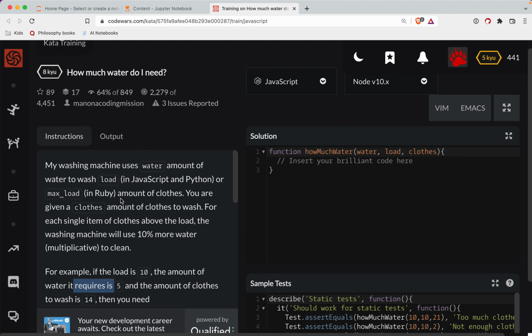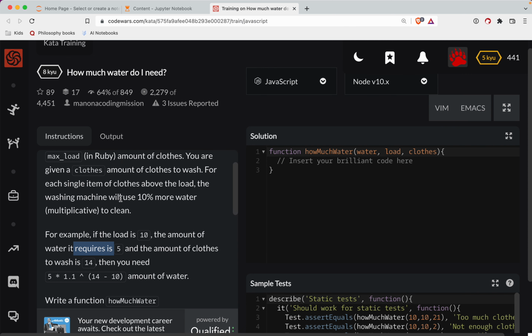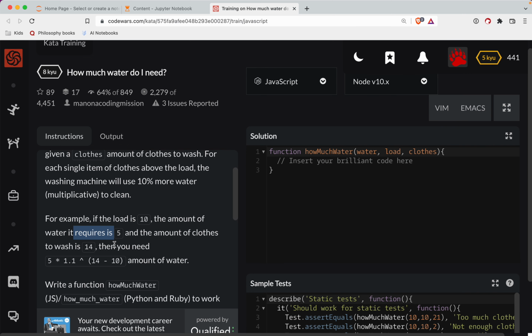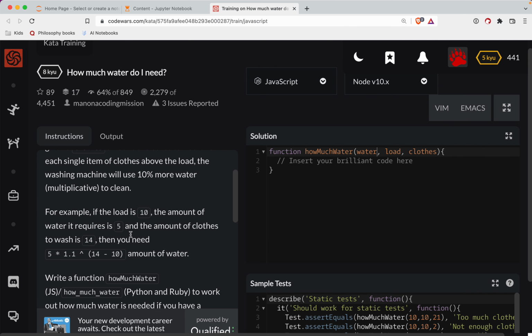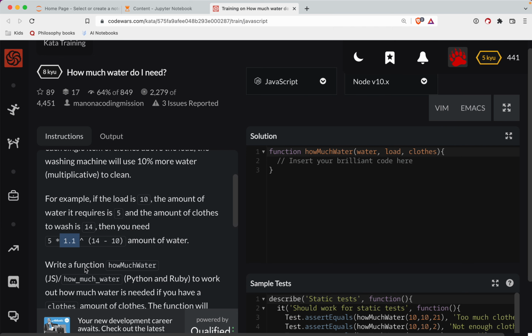I'm kind of going through this too fast. Okay. The water it requires is 5, and the amount of clothes to wash is 14. I was saying if the load is this and the requirement there. So if you have 14, it's going to be 14 minus the base load. So you'd have 4 times 1.1.